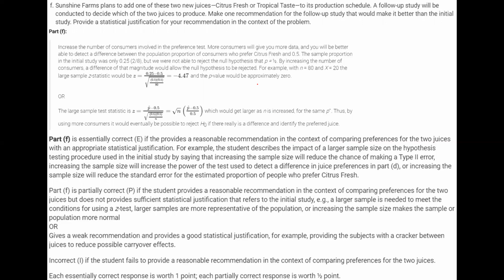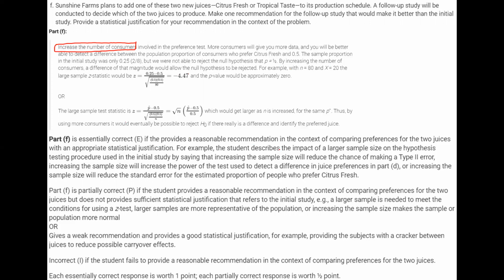So one of the things was that it failed to satisfy the large enough condition, right? So that's why they said increase the number of consumers involved in the preference test, right? And so then you'll be able to detect the difference. Again, it has something to do with the power of your test, right? Because when we want to increase the power, we increase the sample size. By increasing the consumers, so let me see how they correct it.